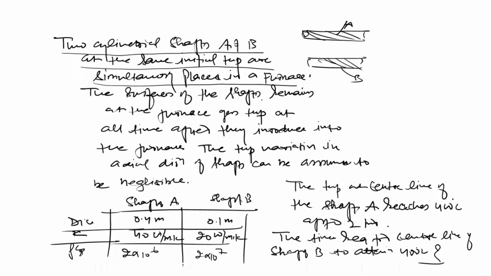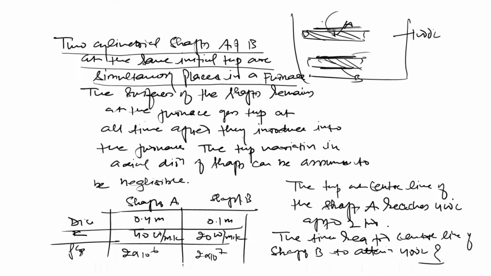The surfaces of the shafts remain at the furnace gas temperature at all time after they are introduced into the furnace. Suppose we place them in the furnace, and the surface, I am talking about the outer surface, is maintained. Let's say if the temperature of the furnace gas is 1000 degrees Celsius, then the surface is always maintained at 1000 degrees Celsius at all time once we have introduced it into the furnace. Obviously with respect to time, the temperature is going to vary at the center. The surface is only exposed to the environment of high gas temperature, but with respect to time, the temperature in the center will also change, and after a long time, the temperature will again become totally uniform at 1000 degrees Celsius.